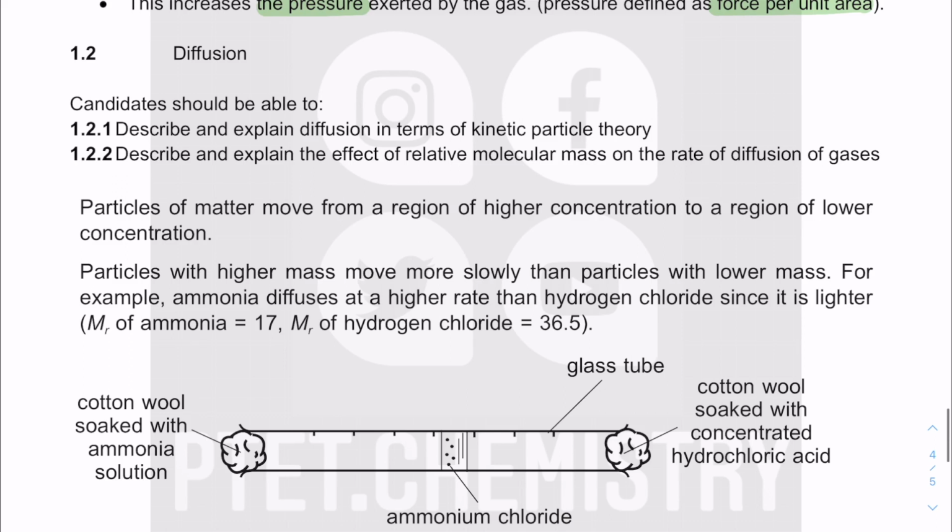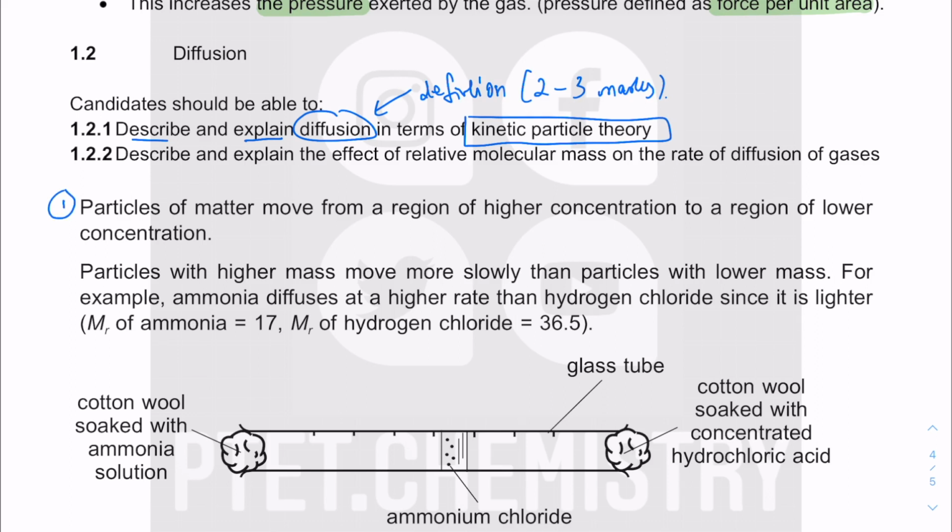The last bit of this topic 1 is to do with diffusion. So describe and explain diffusion. You need to know how to define it. They like to ask you for a definition, either for 2 to 3 marks, and you need to think about it in terms of kinetic particle theory. So it's to do with particles.